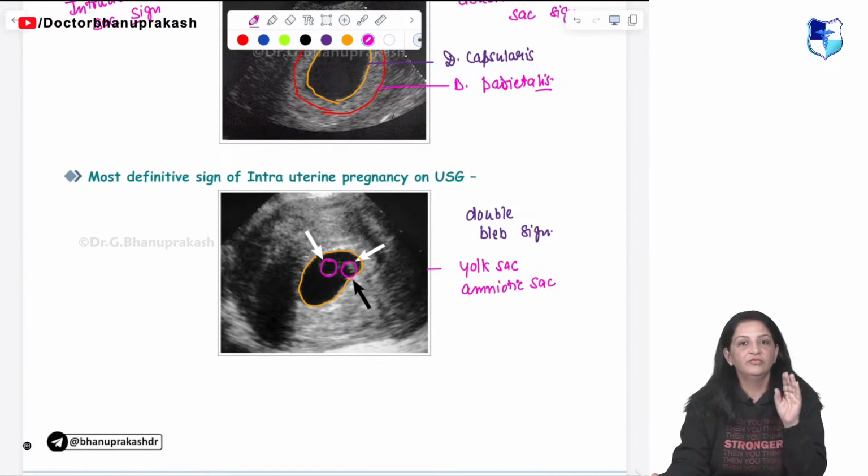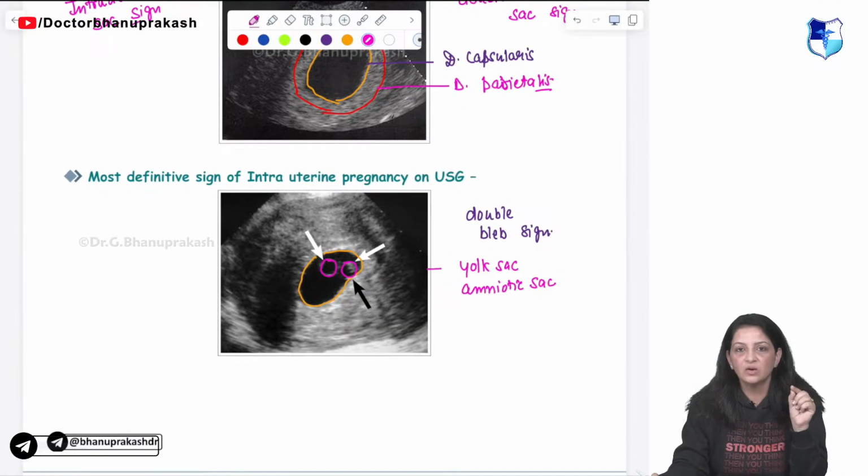So clear? First sign on ultrasound in early pregnancy, intradecidual sac sign. Second one, double decidual sac sign, and the third one, double bleb sign.